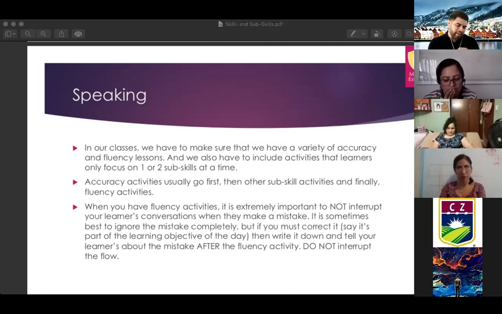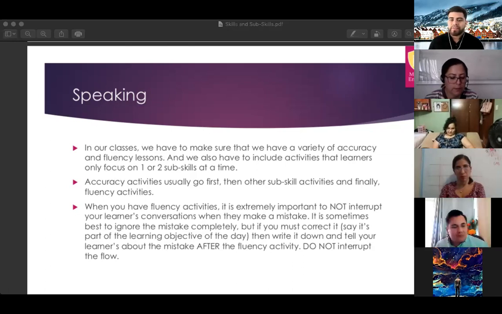And I was taking notes of their mistakes. And when they finished, I told them the mistakes, and they said, yes, teacher, yo sabía eso, yes, I knew that. That happens a lot when you are speaking, you make mistakes and you don't even notice. But it's good because you are flowing. And sometimes that's more important, the fluency than the accuracy.